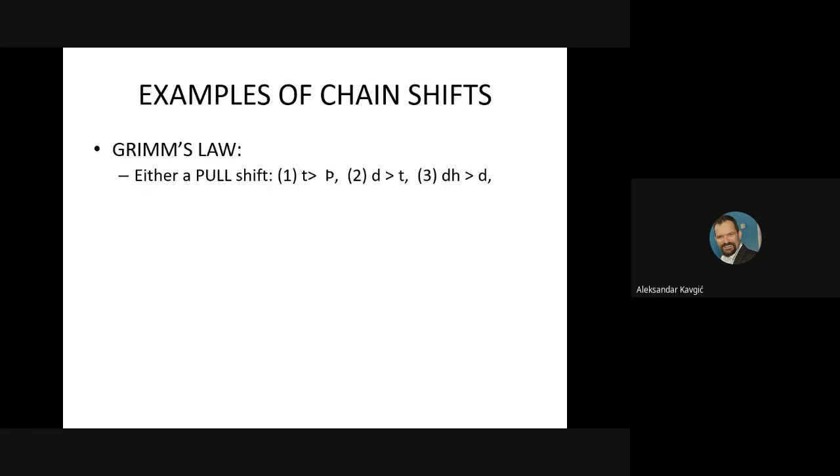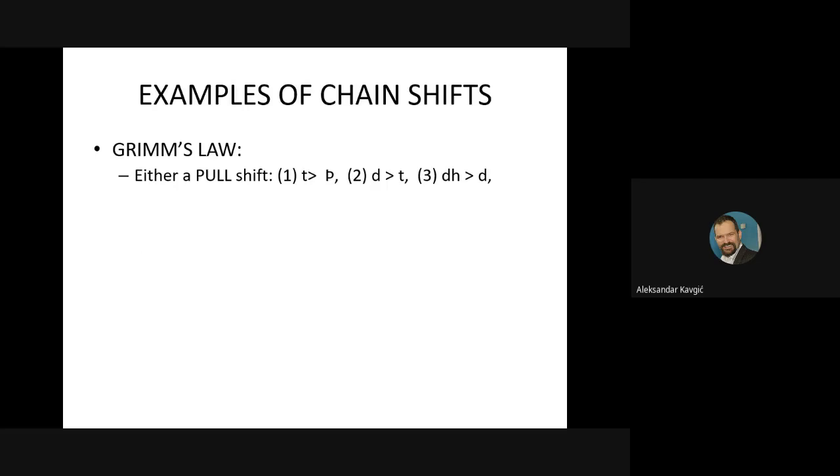So Grimm's law is actually a chain shift. People to this very day cannot really agree whether it's a pull shift or a push shift. So if it's a pull shift, then p and k invaded, let's say, the domain of f and h. So the space of p and k is left empty. Then b and g move to become p and k to fill the space that was left empty when p and k became f and h.